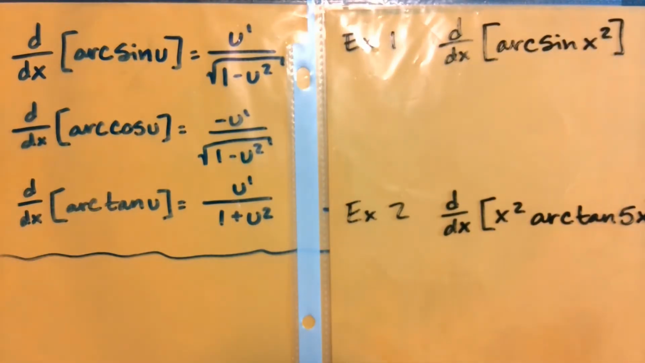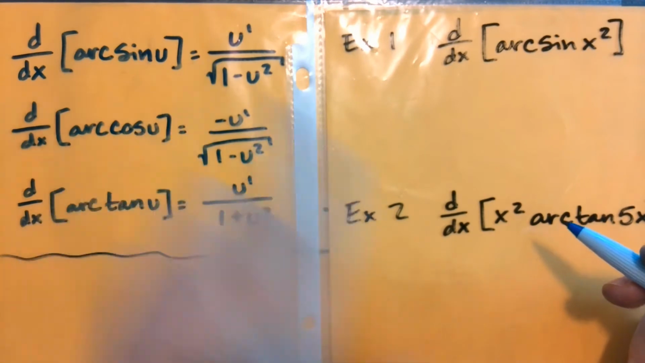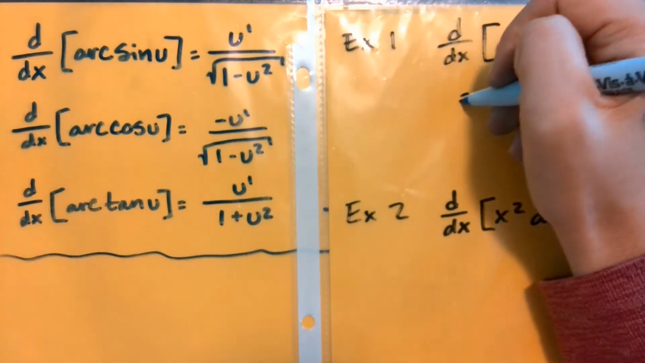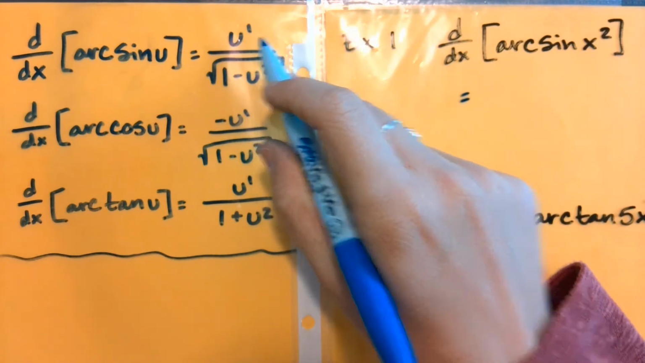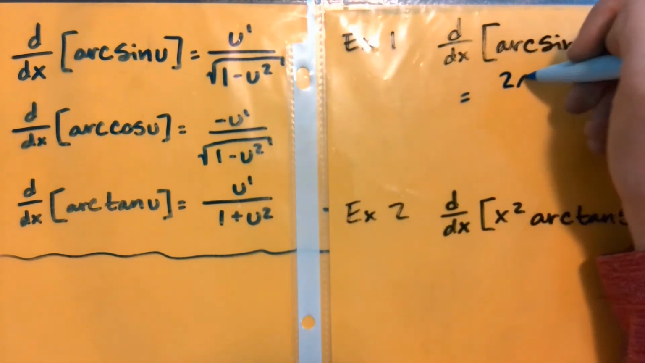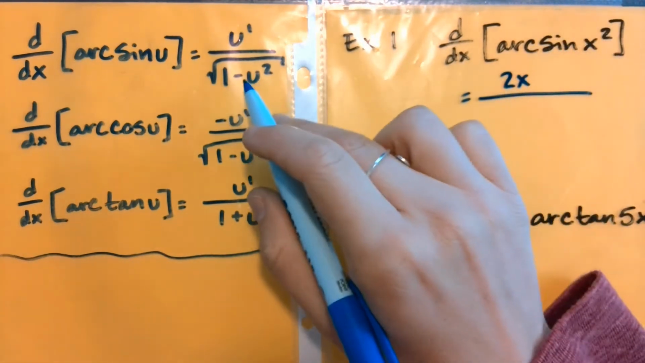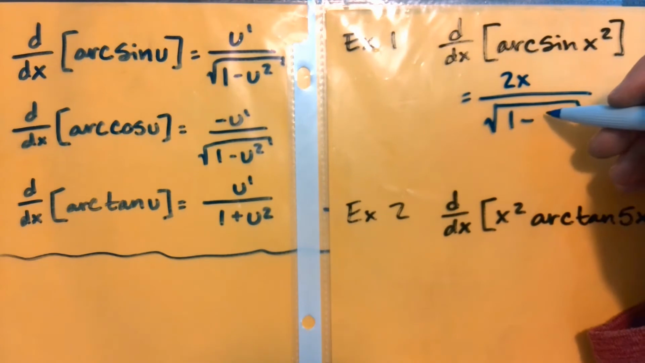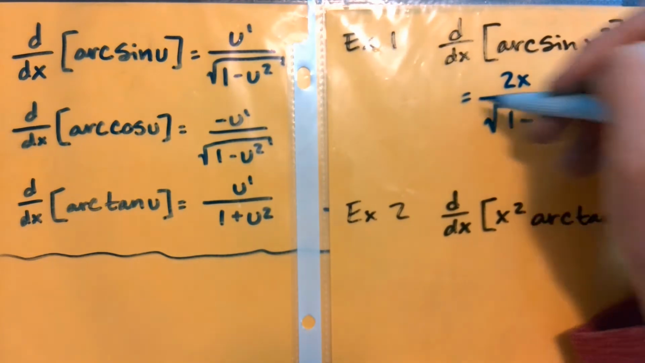So for our first example, we're looking at taking the derivative of arcsine of x squared. Just looking at our derivative over here, identifying that my u in this situation is x squared. And then I'm just going to be following that: my derivative of x squared is 2x, and then I'm going to have the square root of 1 minus x squared squared, so x to the 4th.